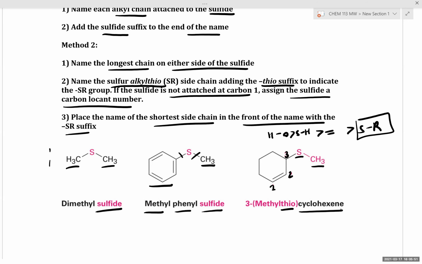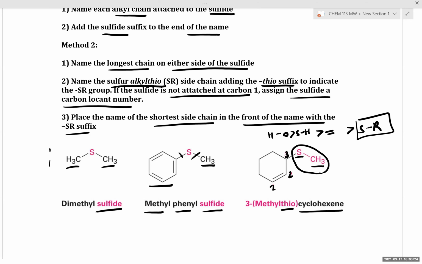So you name the side chain attached to sulfur, in this case methyl, and then you add the thio suffix. So this entire side chain overall would be called a methylthio side chain. Does that answer your question? Yes, it does. Thank you. Perfect, perfect. So let's keep working through these examples.